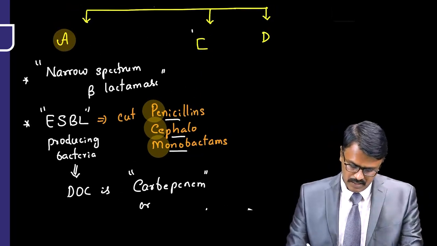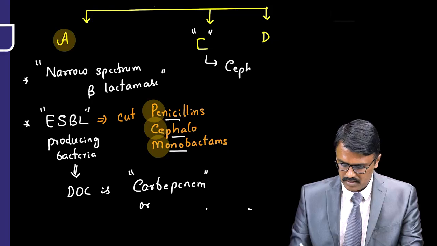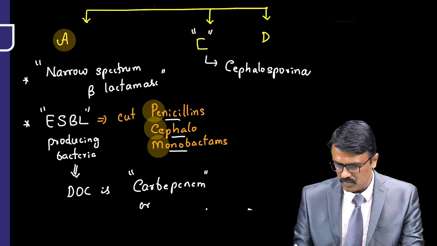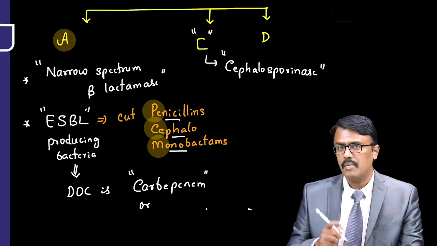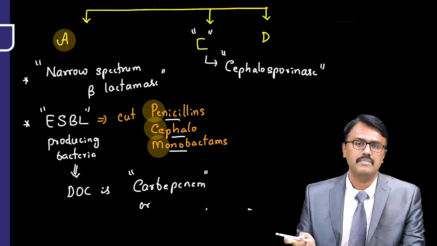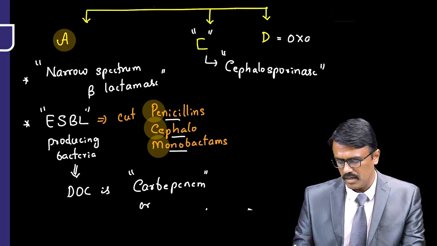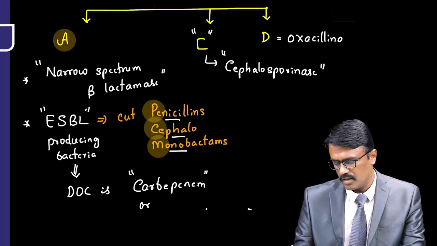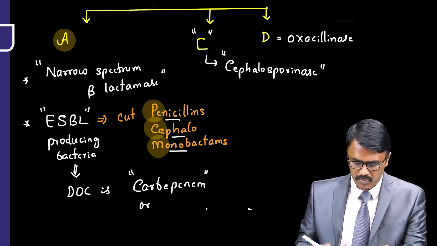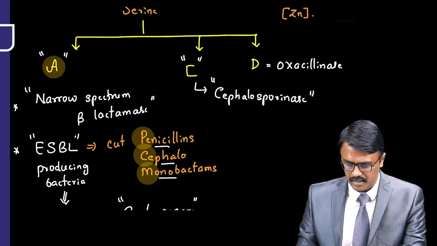The next one, C, stands for the beta-lactamase which cuts cephalosporin. So they are called cephalosporinase. Cephalosporinase is a type of beta-lactamase. But remember, this enzyme cannot be inhibited by clavulanic acid, tazobactam, or sulbactam. And the D stands for the oxacillinase. It cuts oxacillin, that is a penicillin. Even that is not inhibited by beta-lactamase inhibitors. So beta-lactamase inhibitors are only effective in the A category.